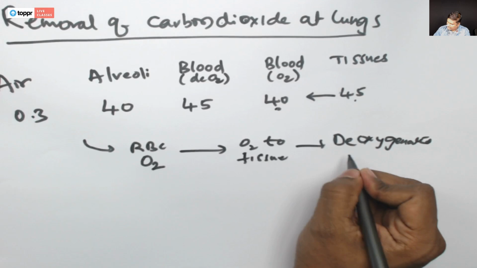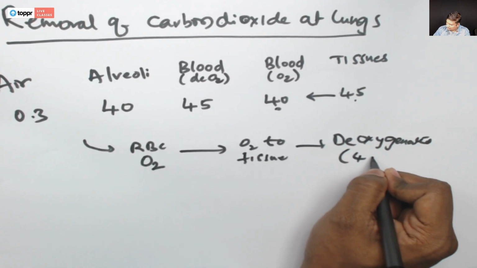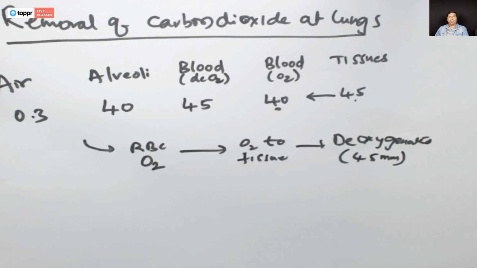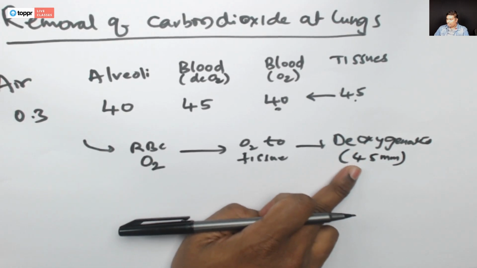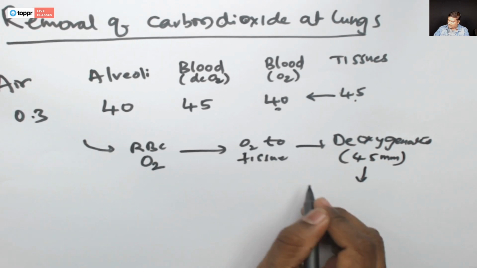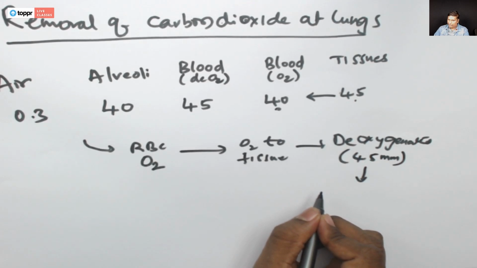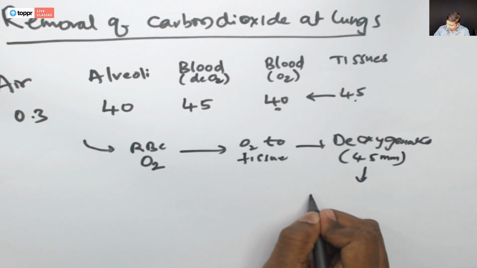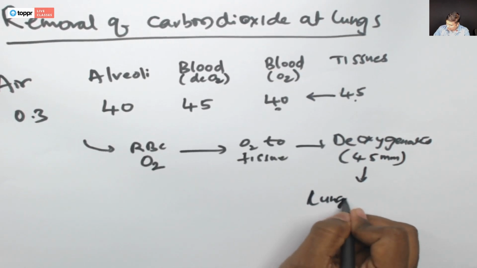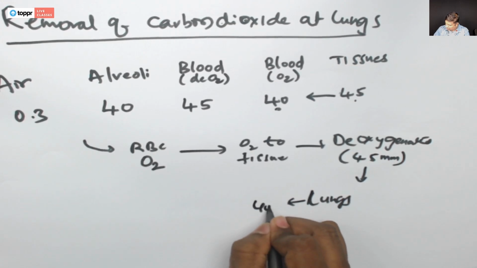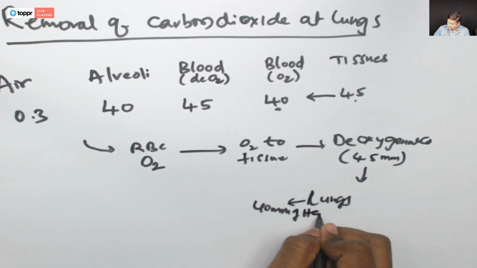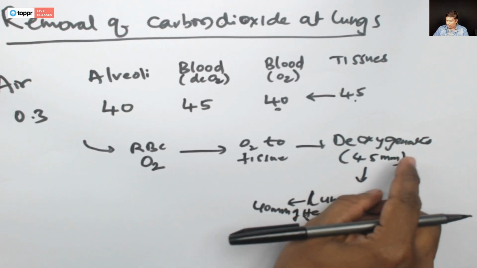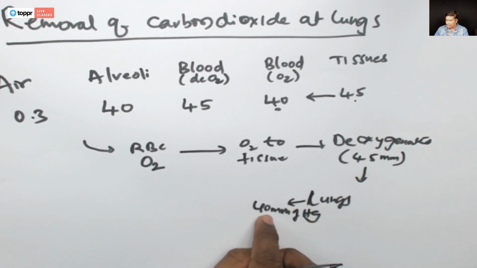And in the deoxygenated blood, the partial pressure of carbon dioxide is 45 mm Hg. So this deoxygenated RBC will now carry the carbon dioxide and come to the lungs. In the lungs, it is 40 mm of Hg. So the partial pressure here is low when compared to the deoxygenated blood.